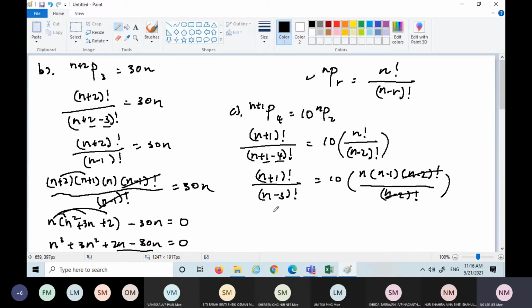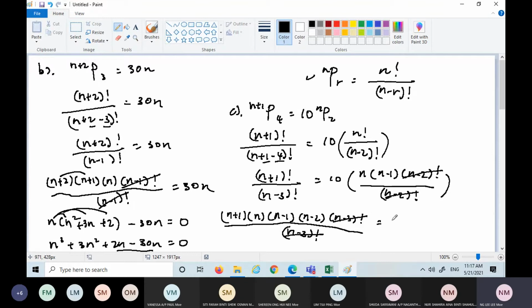Okay, look at the left hand side. n plus 1 and n minus 3. So n plus 1 is bigger, so you start with n plus 1. Minus 1 is n. Minus 1, n minus 1. Minus 1 again, n minus 2. Minus 1 again, n minus 3. This is why I say this is difficult, because you will end up with n to the power 4. Okay, here cut.